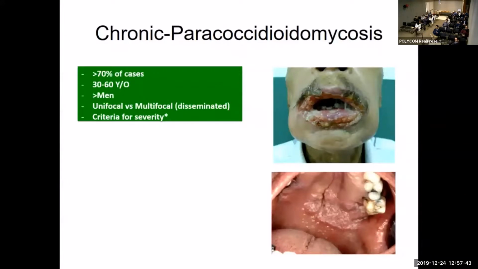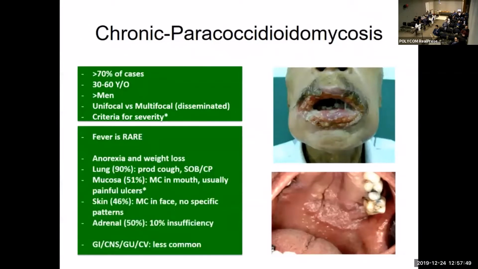And this is the only disease that actually has a criteria for severity in this group of diseases. Fever is rare. Usually patients present with productive cough, shortness of breath, chest pain, mucosal ulcers, and these ulcers tend to be destructive in the bone. I have seen a couple of these, they go through the palate. You can see the nose just from the roof of the mouth.